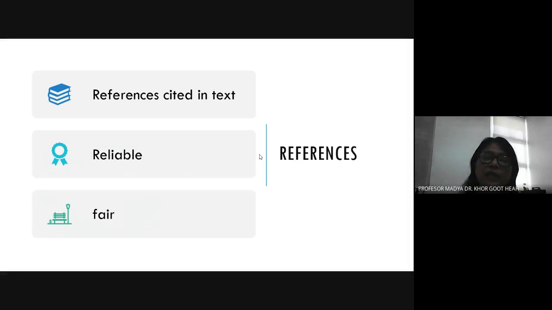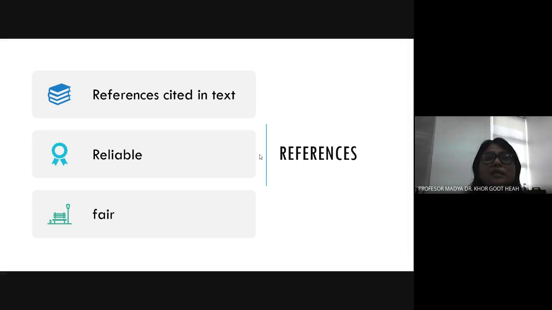Okay, this is another component of the research proposal: references. References need to be included in the research proposal. Usually the reference list only includes those references that are cited in the proposal. Those that cannot be found in the proposal, don't put in the reference list. So this reference list must be reliable. At least 50% should be from the latest 10 years of publication. You shouldn't take publications more than 20 years old, because sometimes the facts may not be reliable anymore.